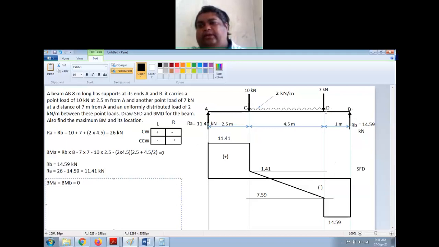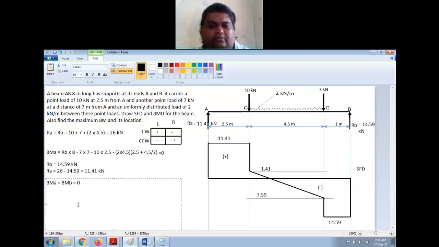Now if you come to D, on the right side there is only one reaction. Left side we have so many. So for finding the BM at D, we consider the right side. Like that, you have to see the condition and accordingly find the bending moment.